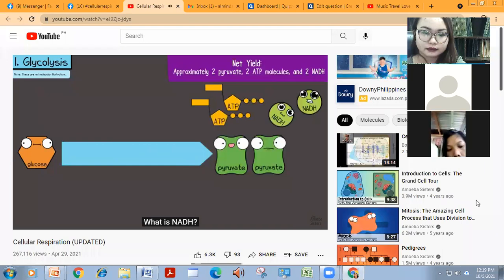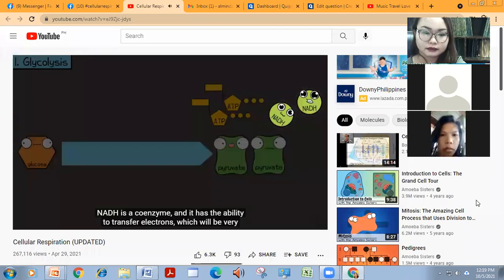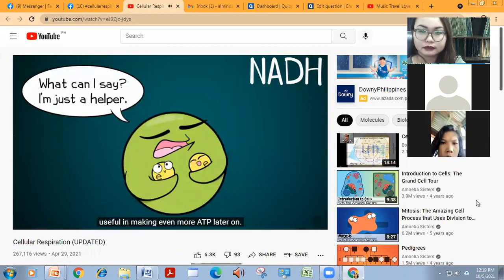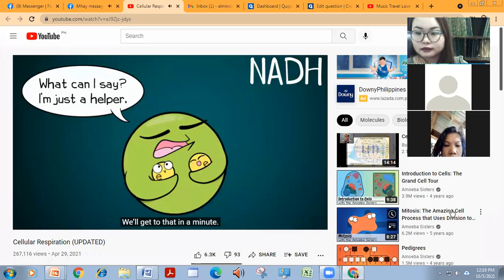And 2 NADH. What is NADH? NADH is a coenzyme, and it has the ability to transfer electrons, which will be very useful in making even more ATP later on. We'll get to that in a minute.